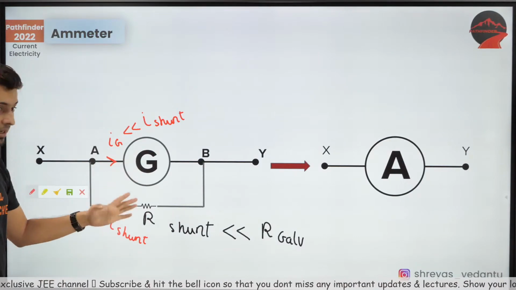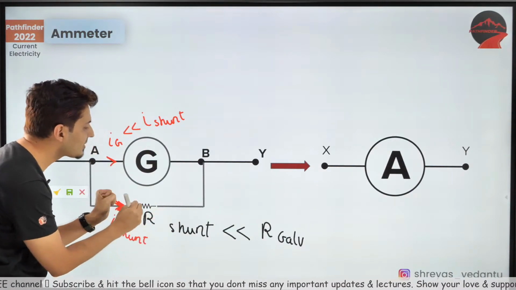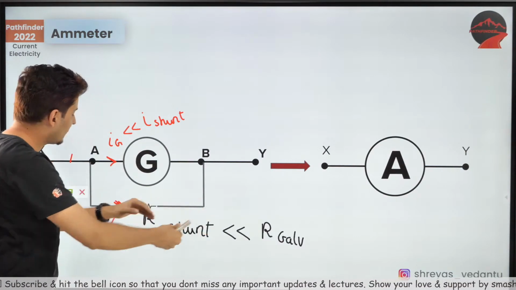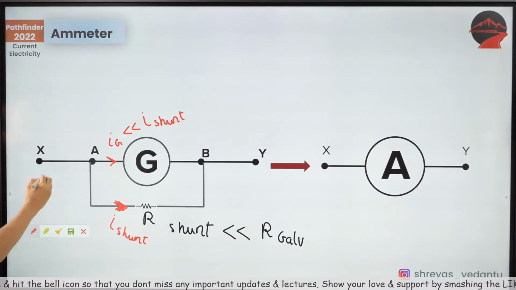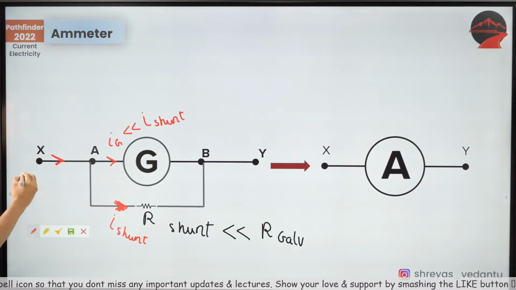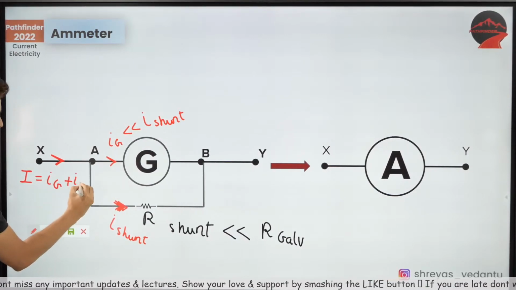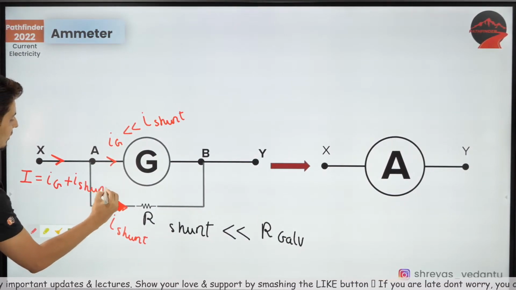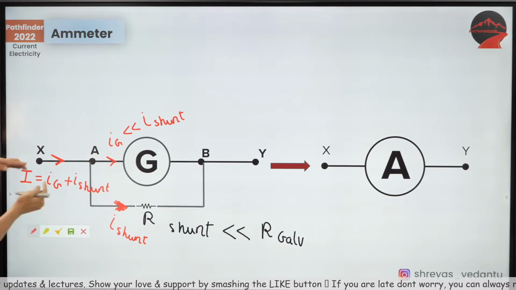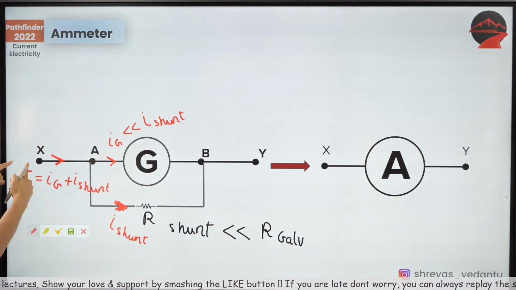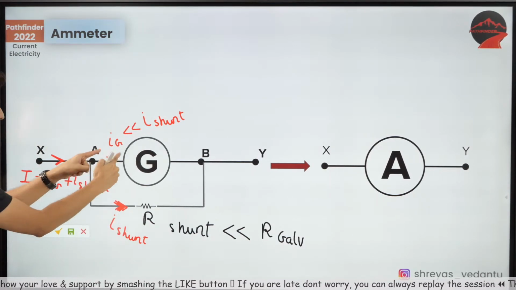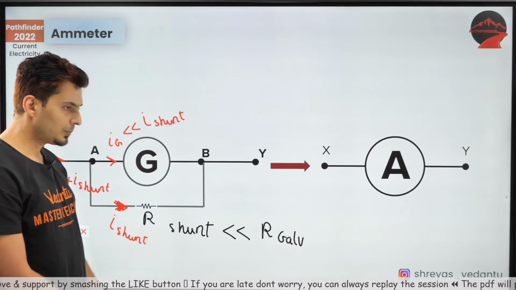Keep this in mind. Because this resistance is very small, it takes away most of the current. So the current which enters over here, this total current, is the galvanometer current plus the shunt current. So it's the sum of both. This is by Kirchhoff's current law. The current gets divided. So the total current I is the galvanometer current plus the shunt current.